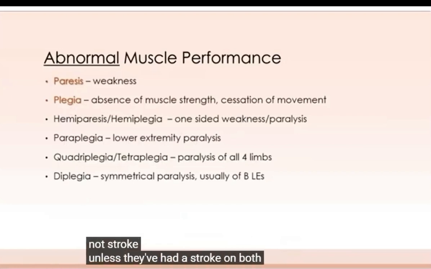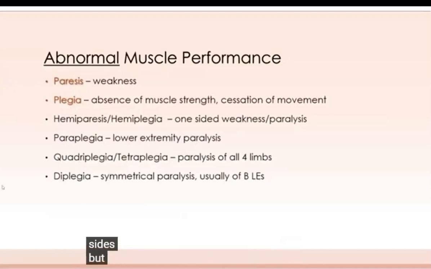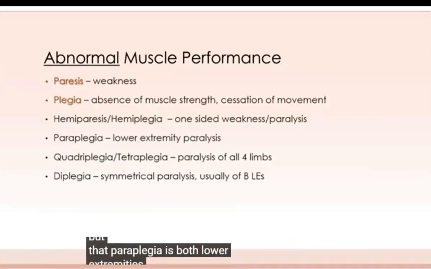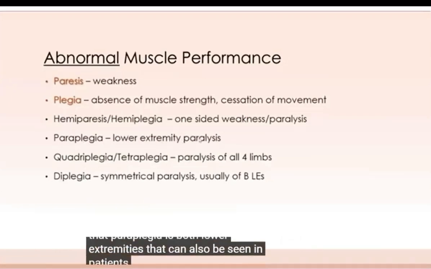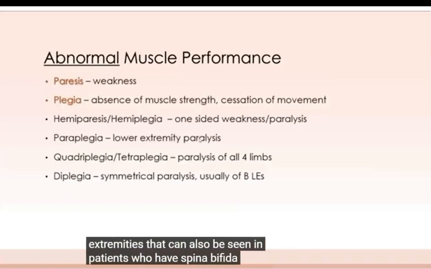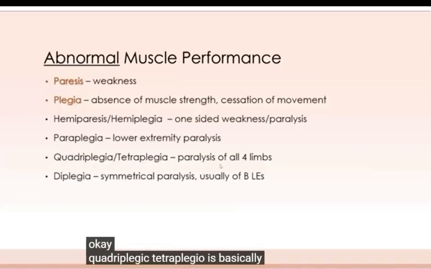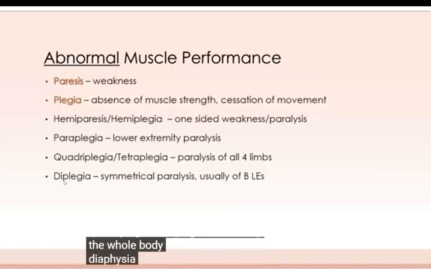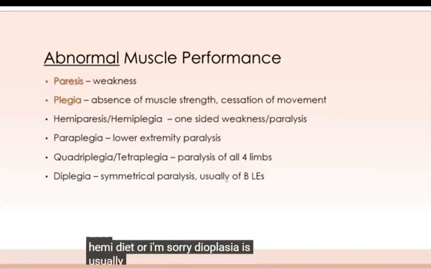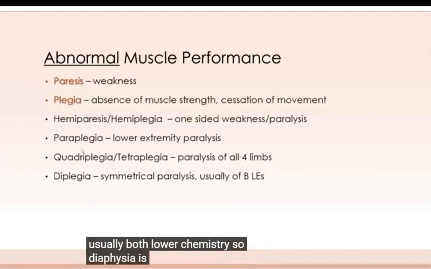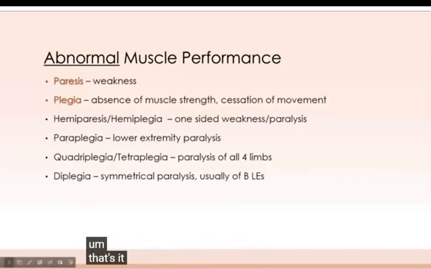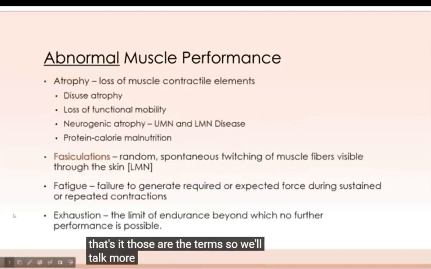Unless they've had a stroke on both sides. But paraplegia is both lower extremities. That can also be seen in patients who have spina bifida. Okay. Quadriplegia, tetraplegia, is basically the whole body. Diplegia is usually both lower extremities, so diplegia is typically interchanged with paraplegia. Okay, and that's it. Those are the terms. We'll talk more about those.